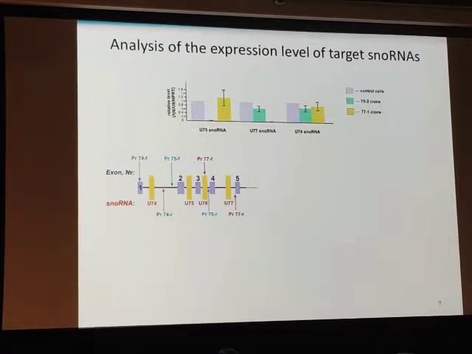Analysis of the expression level of target snoRNAs shows significant downregulation of target snoRNA for each of the 2 clones. We can see that U75 snoRNA is significantly downregulated in clone 75-2, and U77 snoRNA is significantly downregulated in clone 77-1. There is also a slight downregulation of U77 snoRNA in clone 75-2, but neither of these mutations affected the level of U74 snoRNA, which is located upstream in the GAS5 gene in relation to the other 2 snoRNAs.